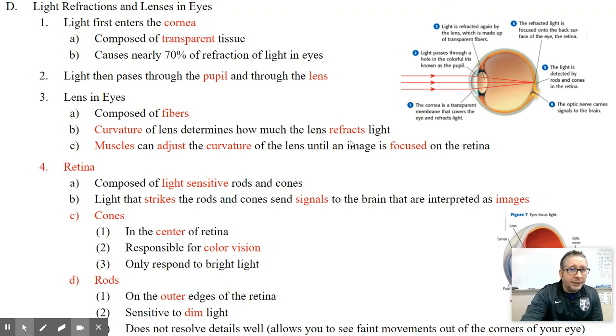Your retina is composed of light-sensitive rods and cones. The light strikes the rods and cones, which is going to send signals to the brain that are interpreted as images. Cones are in the center of the retina. They are responsible for color vision and only respond to bright light. Rods are on the outer edges of the retina, and they are sensitive to dim light. They do not resolve details well. They do allow you to see faint movements out of the corners of your eyes, so it gives what's called peripheral vision.